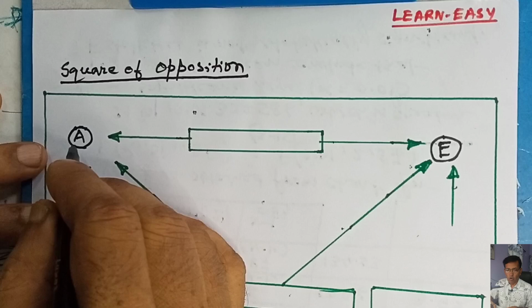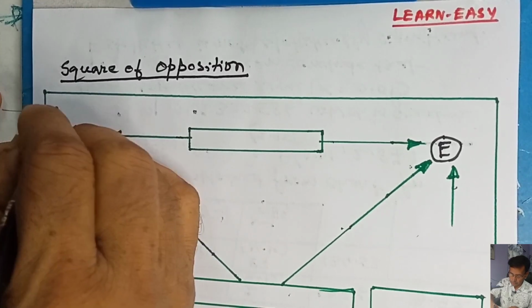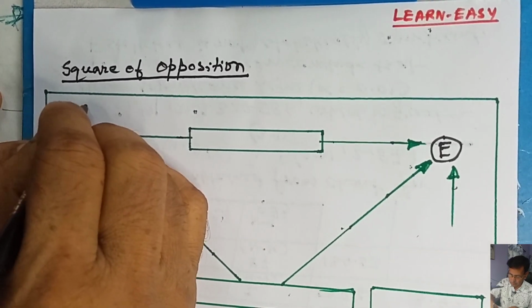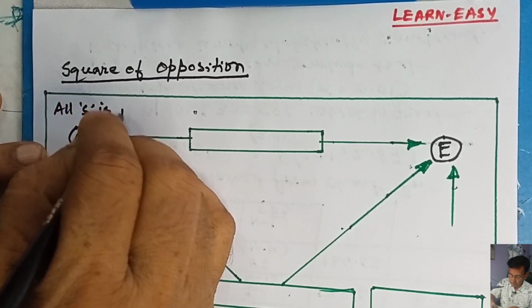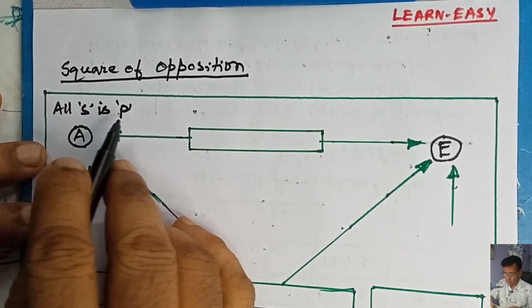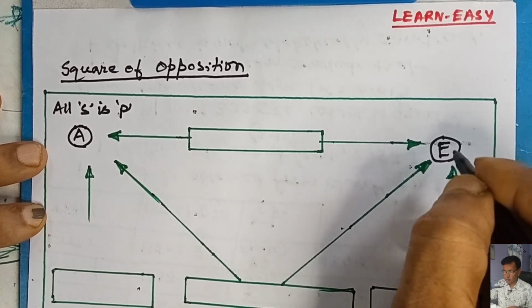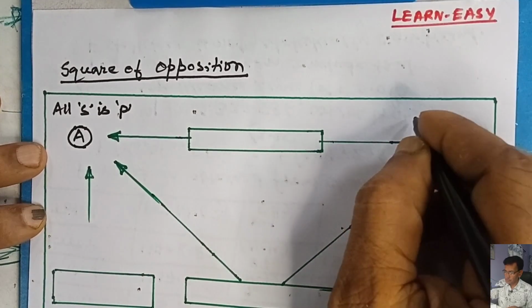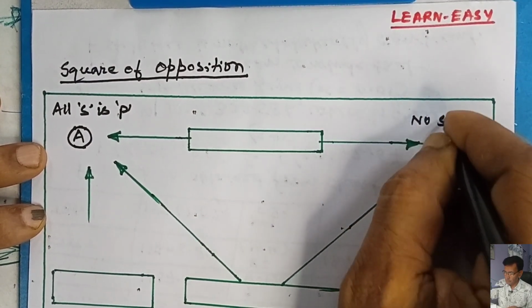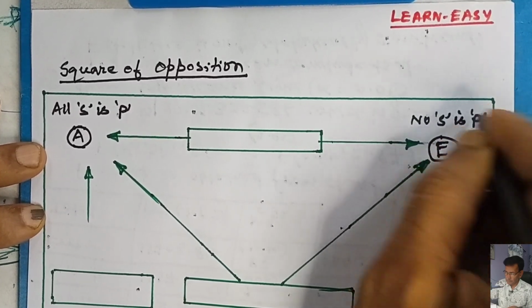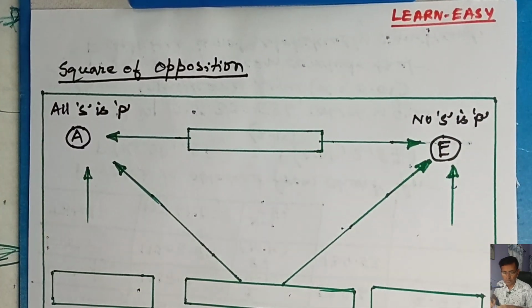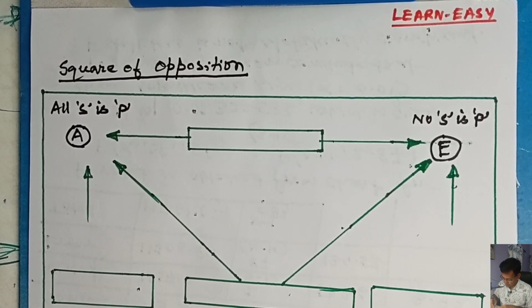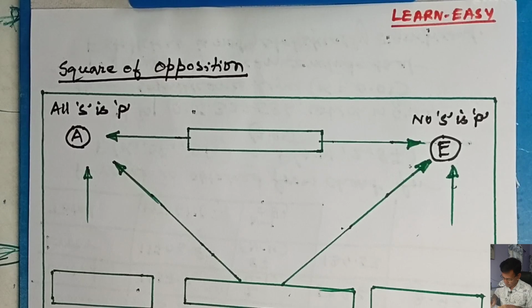In corner A, all S is P. S is for subject, P for predicate. In corner E, no S is P. In corner I, some S is P. And in corner O, some S is not P.